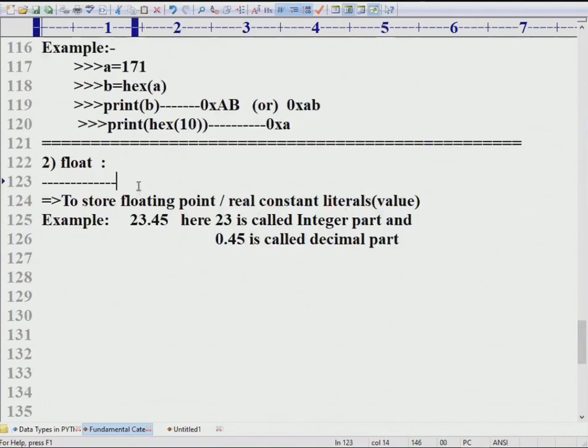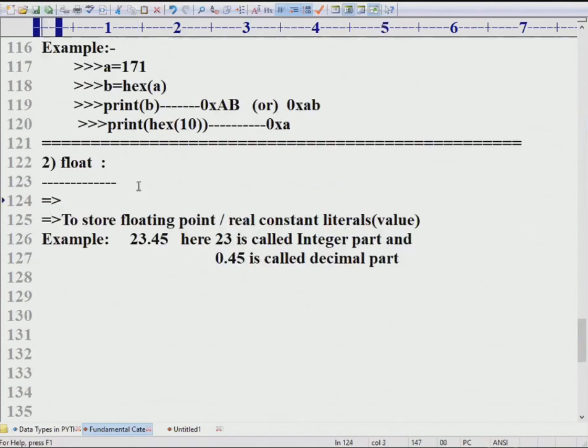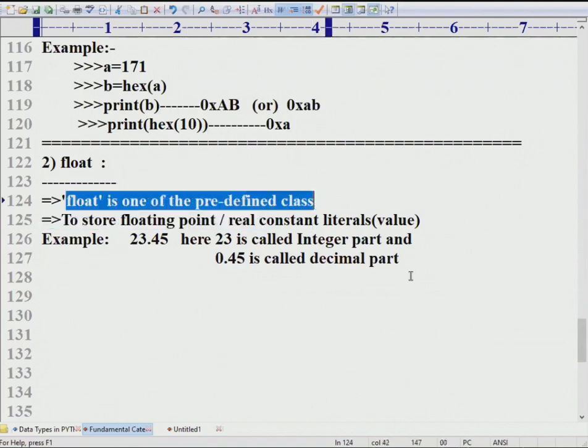And moreover, the common statement I always write: float is one of the predefined classes. All the data types in Python are predefined classes. And float is also a predefined class. Let us take one example.